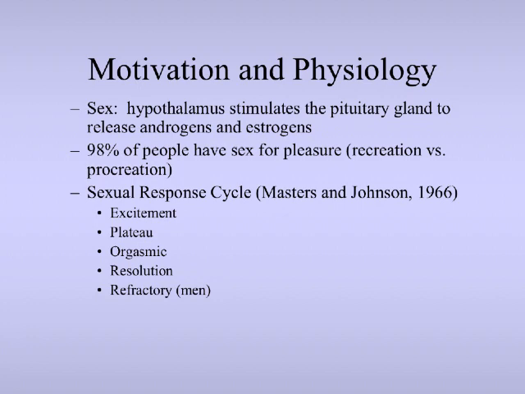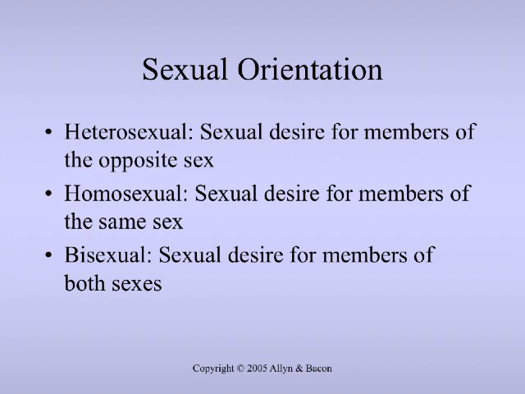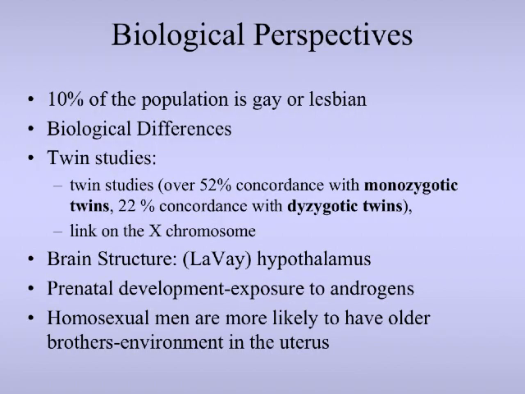There are 3 main types of sexual orientations: heterosexual, which is sexual desire for members of the opposite sex; homosexual, sexual desire for members of the same sex; and bisexual, sexual desire for members of both sexes. So how do we explain different sexual orientations? We know that about 10% of the population is gay or lesbian. A lot of research has predominantly focused on biological differences or biological explanations.